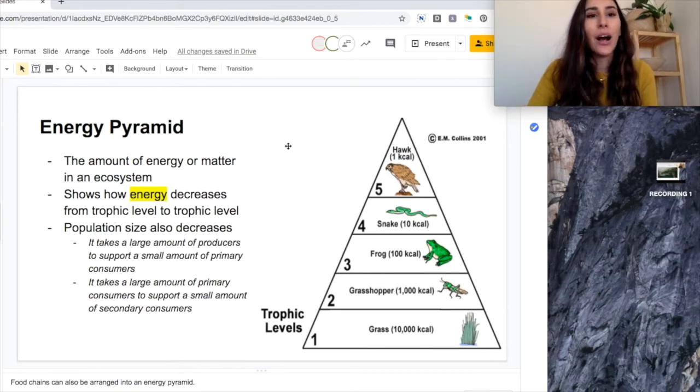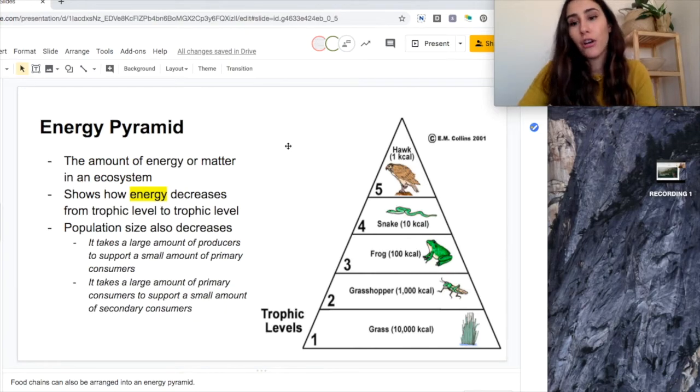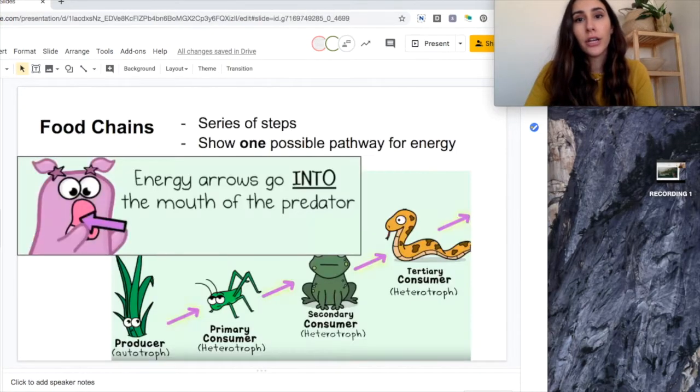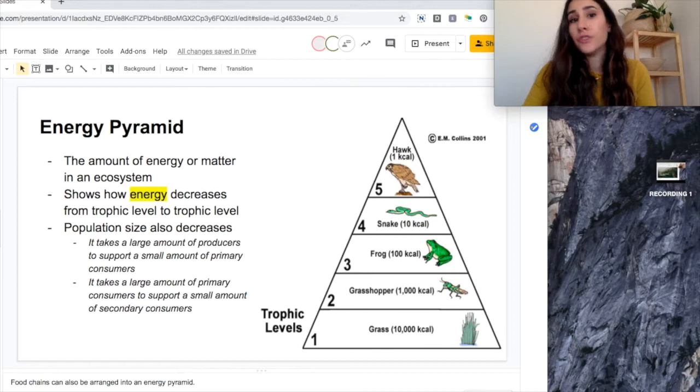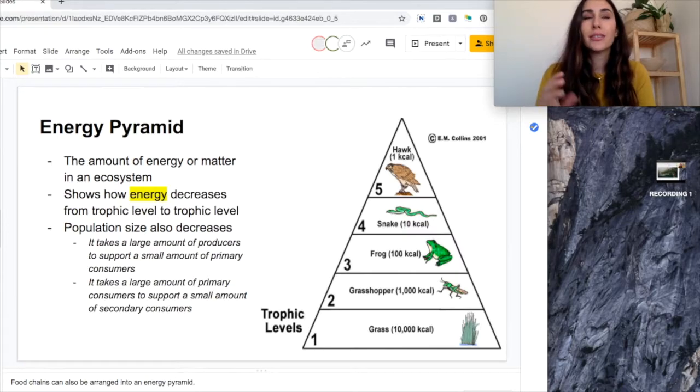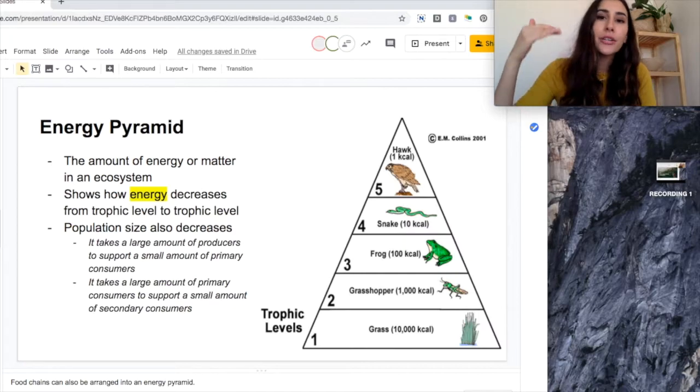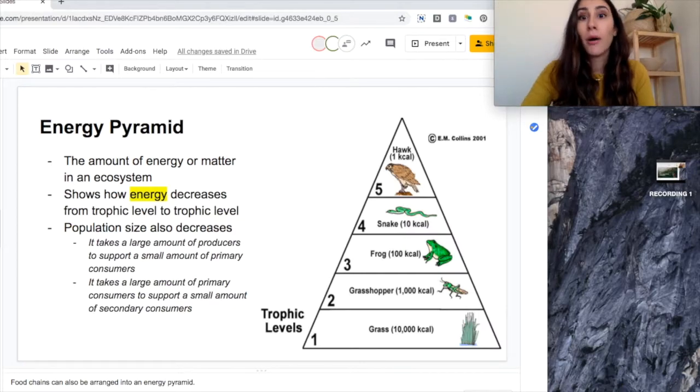All right, so basically what we want to take away from this slide is the following. An energy pyramid is a different representation of a food chain. The difference is that it's showing us the amount of energy that is present at each trophic level. And it also shows us that the number of organisms also reflect the decreasing amount of energy that exists.